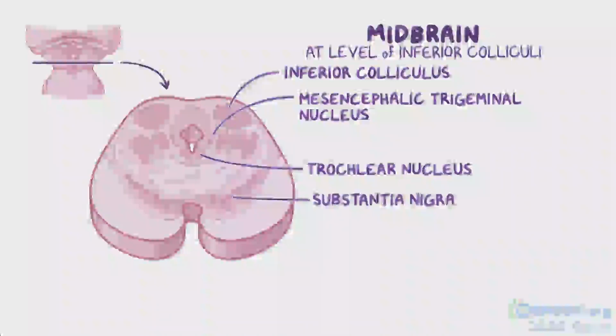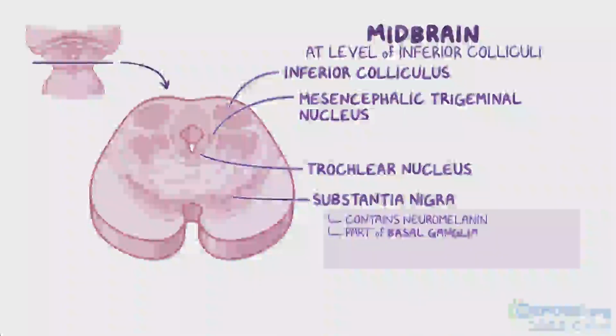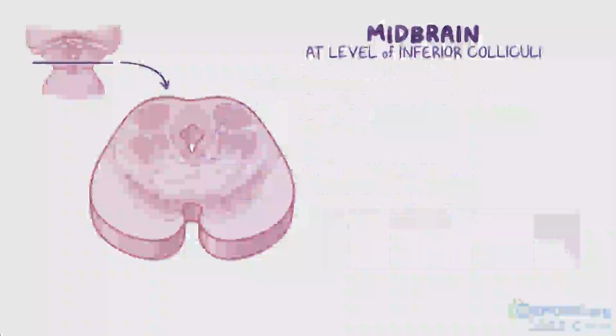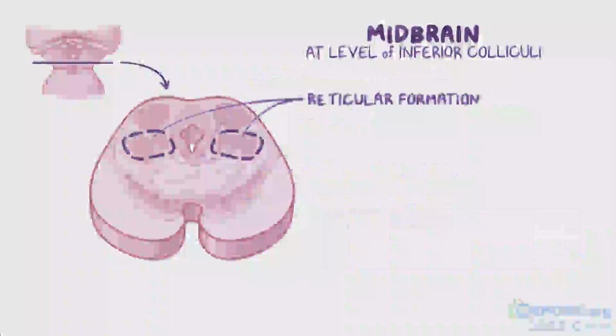The cell bodies found in the substantia nigra have granules filled with a pigment called neuromelanin, giving them a darker appearance. The substantia nigra is part of the basal ganglia, which is a system of central nervous system components that help integrate and regulate various types of information, primarily motor information. In the tegmentum, between the central gray matter and the substantia nigra, we find the reticular formation again.